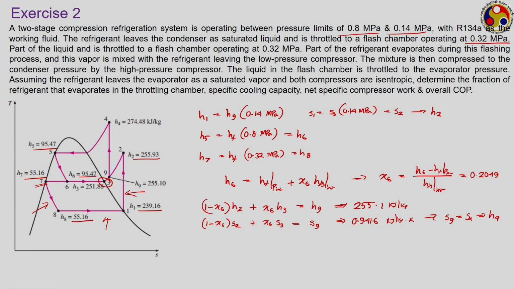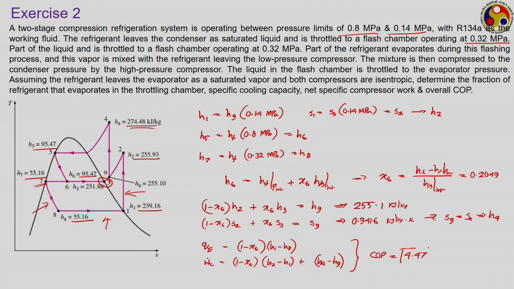So, once we know the value of H4, which is shown here, then we can easily do the other calculations. QE will be equal to 1 minus X6 into H1 minus H8, and the total compression work W dot C is equal to 1 minus X6 into H2 minus H1 for the lower cycle, plus H4 minus H9 for the upper cycle. Once we combine these two, we shall have a COP of 4.47, which is very similar to the one that we got in the previous problem, where we used a heat exchanger instead of the flash chamber.